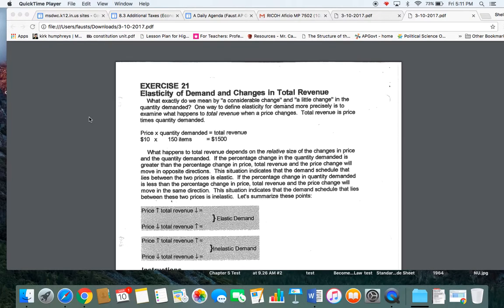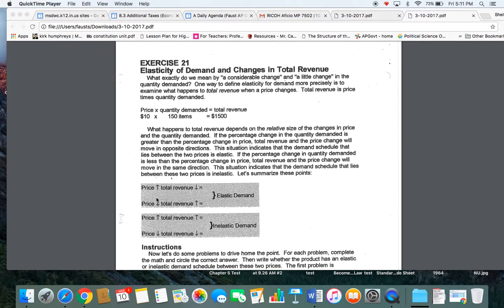I chose to go ahead and just put this handout in front of you, kind of review. We calculated total revenue and we decided that if price and total revenue went in opposite directions, it was elastic. And if price and total revenue went in the same direction, it's inelastic. So the formula for calculating total revenue: the price of the product that you're selling times how many you were able to sell at that particular price gives you the amount of money that you have coming in.